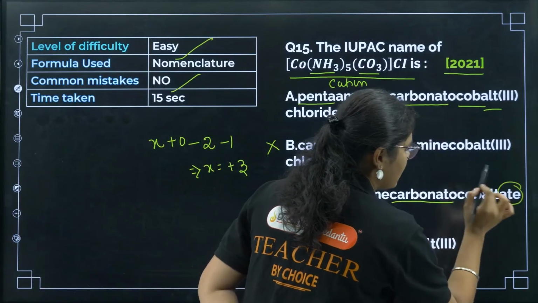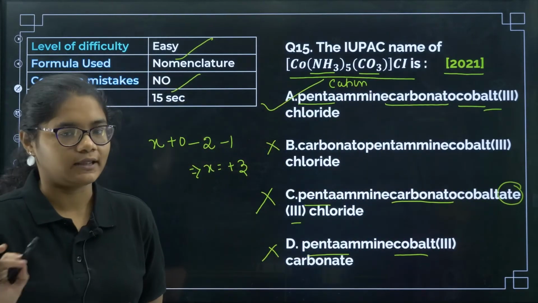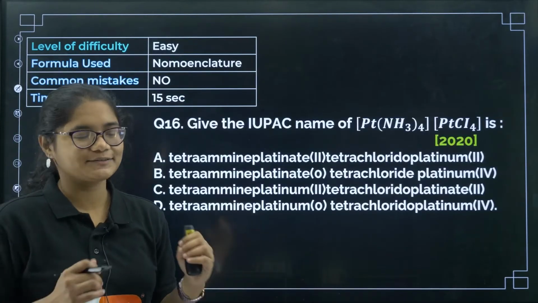So here you can see cobaltate is given. So that is why this is also incorrect. So the correct answer will be option number A here. Okay. Let us see the next question here.